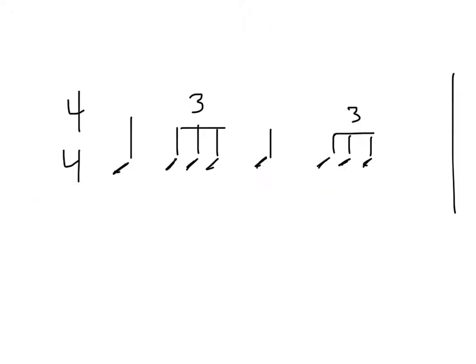Okay, so this next screen shows a 4/4 time signature, so 4 beats in a measure, and we have eighth note triplets on beats 2 and 4. And it sounds like this. Ready, go. 1, triplet 3, triplet. Again, 1, triplet 3, triplet.